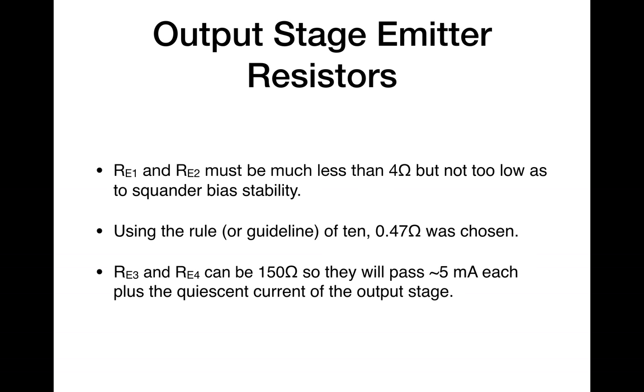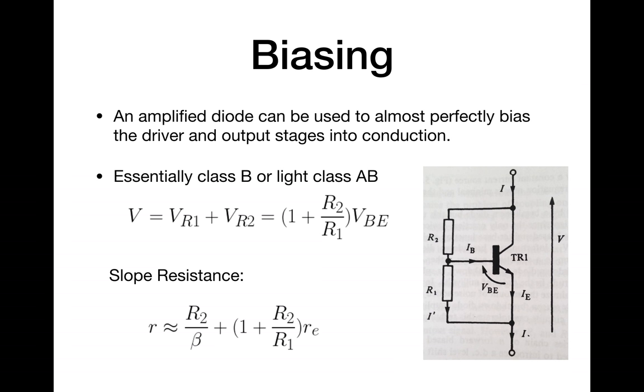And the rule of 10 is basically you want it to be 10 times less than your load, so that you get only 10%-ish of the voltage drop as if it were equal or something. Kind of just a good rule of thumb. So RE3 and RE4, the driver emitter resistors, will pass around 5 milliamps each when the drivers are biased slightly on. And that's going to be on top of whatever the output stage draws.